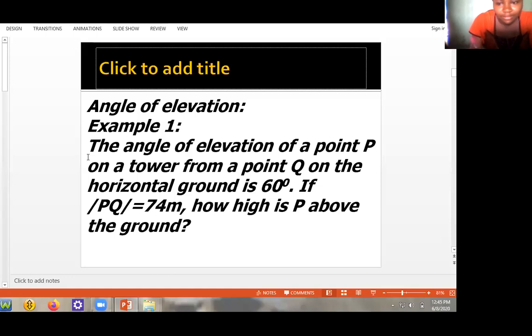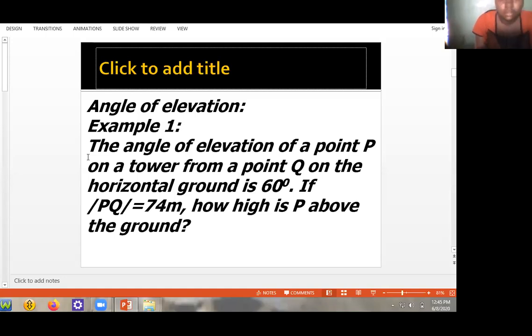Now, we have three steps in solving this question. The first step is sketch. So you need to sketch your problem. Number 2 is to use SOHCAHTOA to solve the problem. We have done SOHCAHTOA in the last class. And the last is for you to conclude.